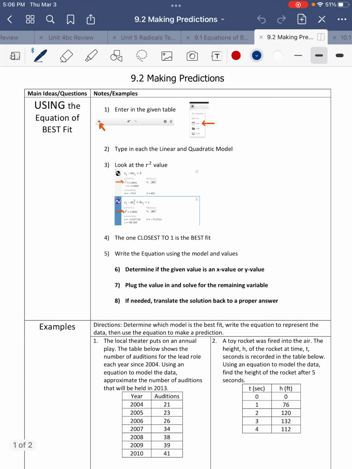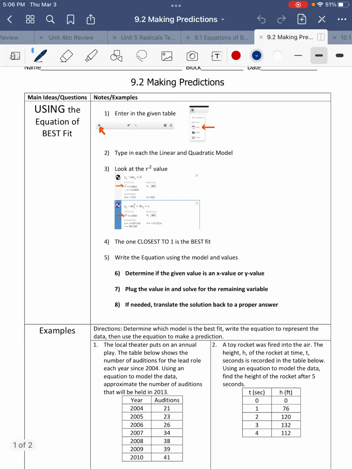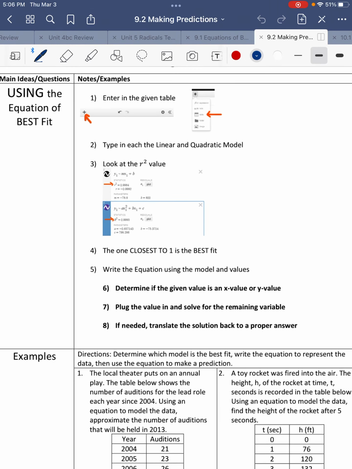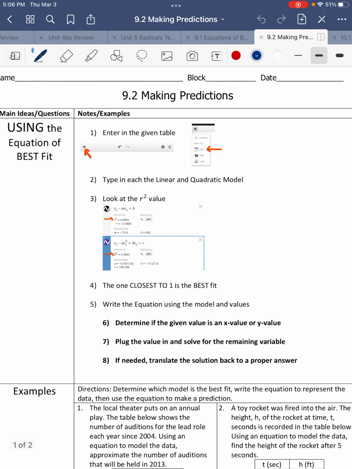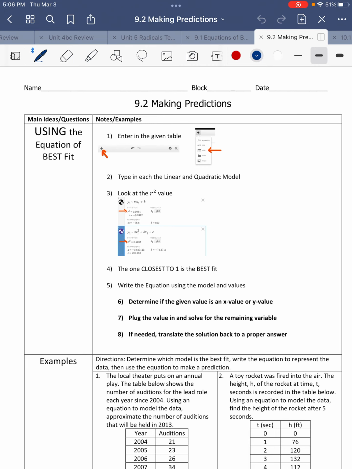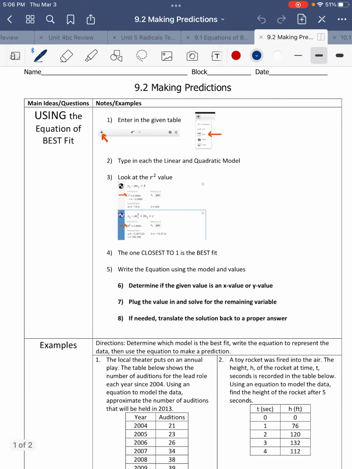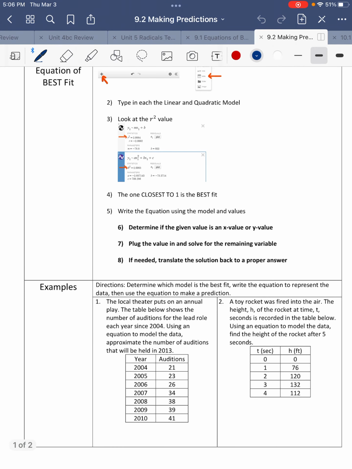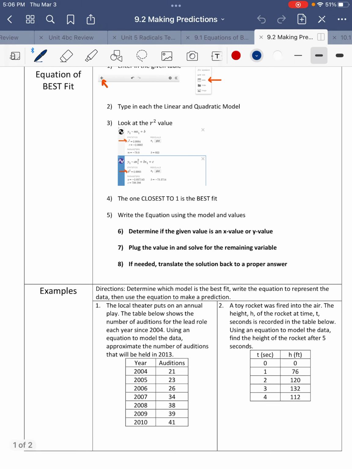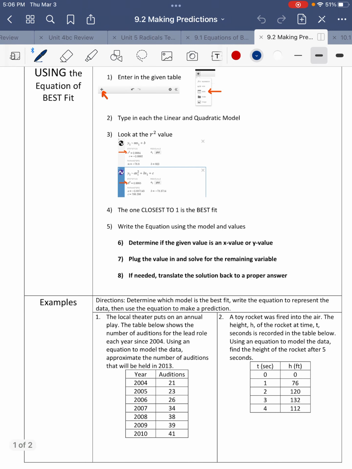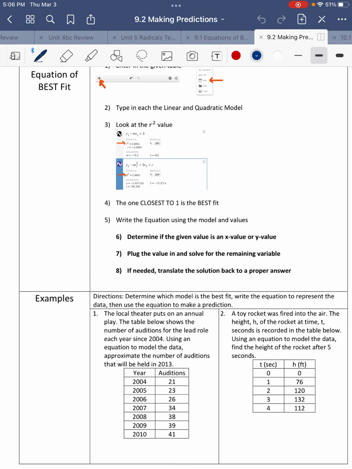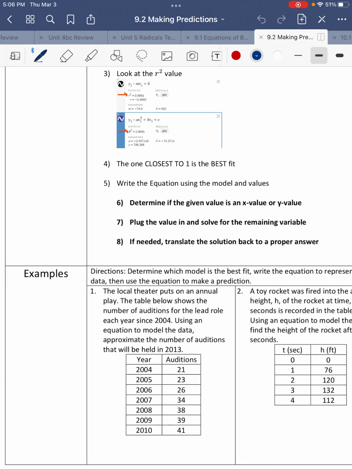All right, let's take a look at making predictions using our equation of best fit. Very similar directions to our last video, 9.1, where we found the equation of best fit using Desmos. Now we're going to take this data and find future data from it. The one thing I didn't cover in the last video is what happens when we're talking about years.